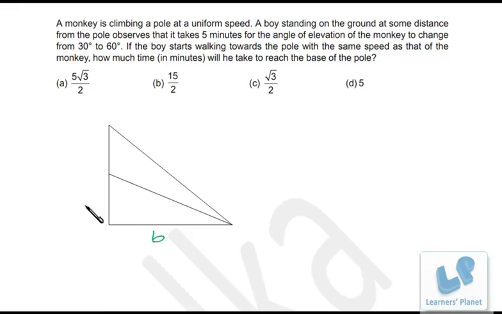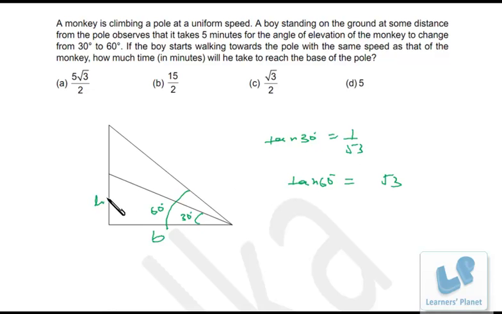Now suppose this length is b, this we assume it to be h, this is angle 30 degree and this is angle 60 degree. Now tan 30 degree is what? 1 by root 3. And tan 60 degree is what? Root 3, right? So tan 60 degree is actually 3 times of tan 30 degree, right?